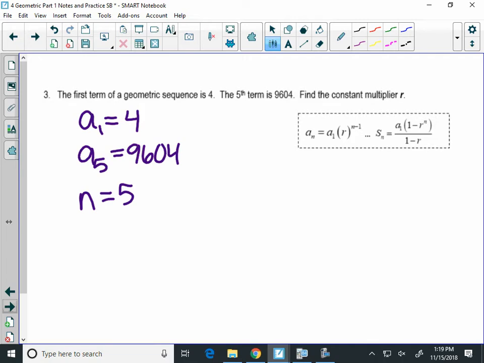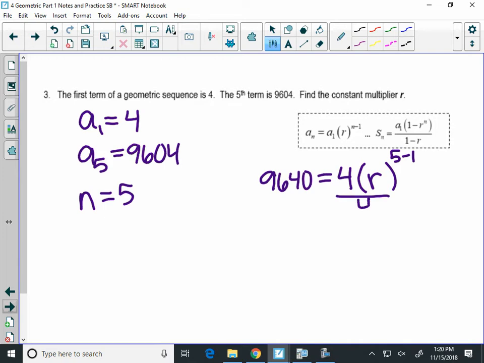Okay? So let's put in what we know. For a sub n, I'm going to use the fifth term. I'm going to use 9,604. Okay? I know the fifth term equals my first term, 4. I don't know r. And what do we put for n? N is 5. 5 minus 1, which the exponent is 4. Well, how should I solve this? How do I do that?